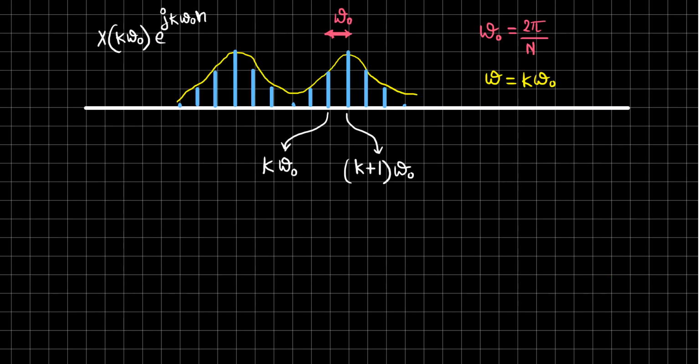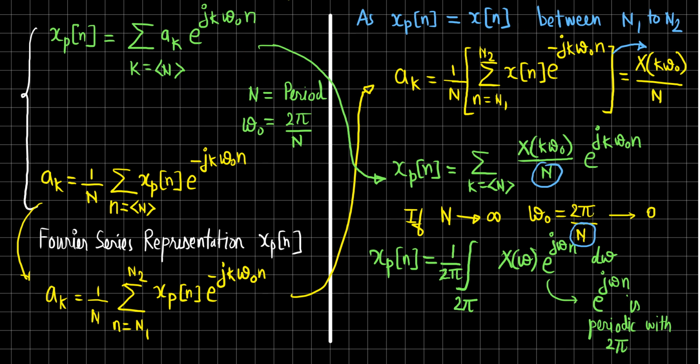And if we visualize that with the help of this diagram, we can see that the two consecutive samples that are located at a distance of omega naught, this distance reduces as n tends towards infinite. This distance tends towards 0. If that distance tends towards 0, this takes the shape of a continuous signal, that is omega. Therefore, this summation here takes the shape of integration. So this summation passes to an integration here.